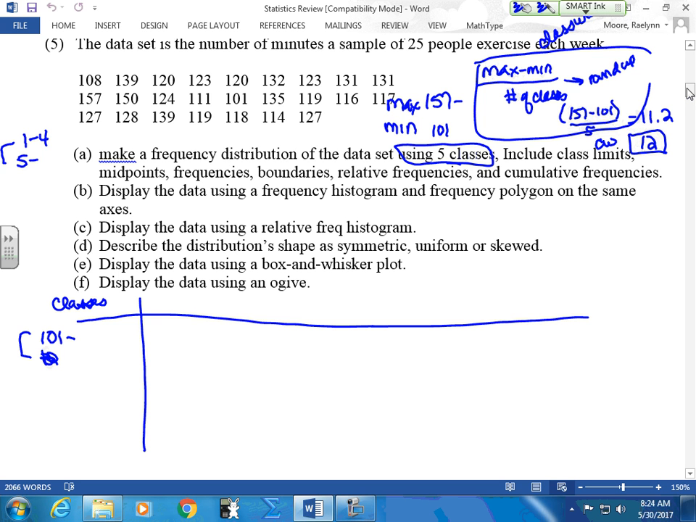Sorry. I cheat. I move it over. I'm 13. Okay, keep adding 12 all the way down. Till you have 5 classes.